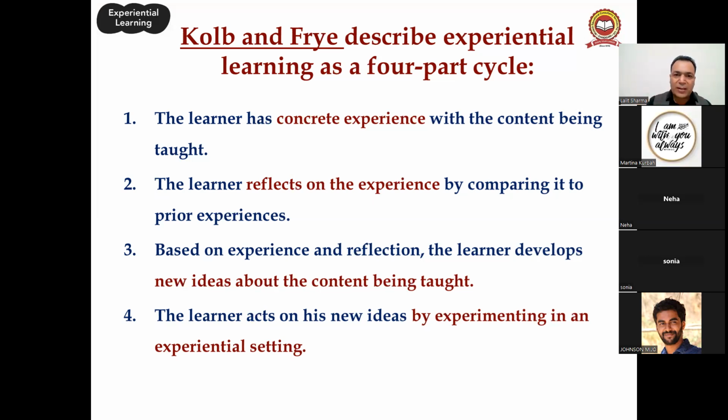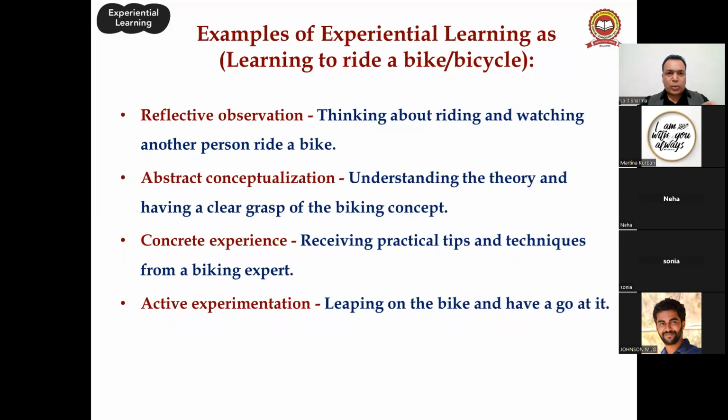Concrete experience, reflection on the experience, then conceptualization. The last one is active experimentation. These are the four cycles. Examples of experiential learning: learning to ride a bike. Now I'm giving you one example so that the concept will be clearer to you.